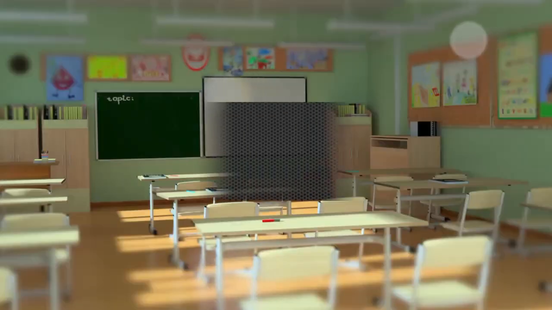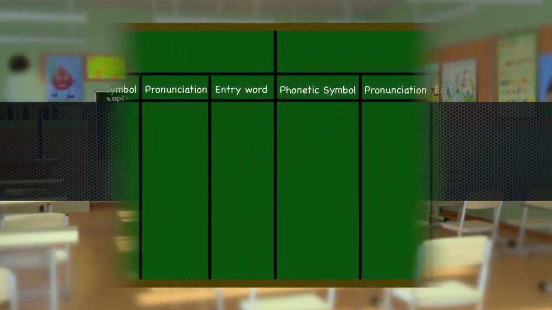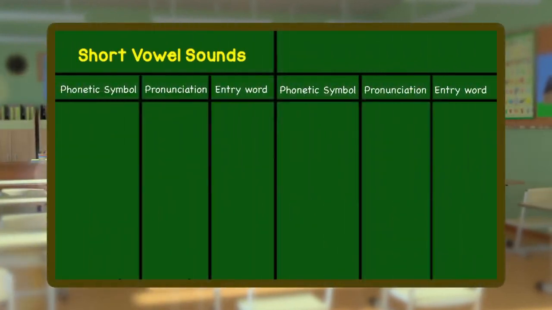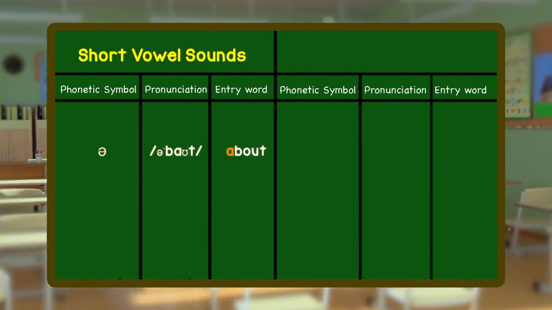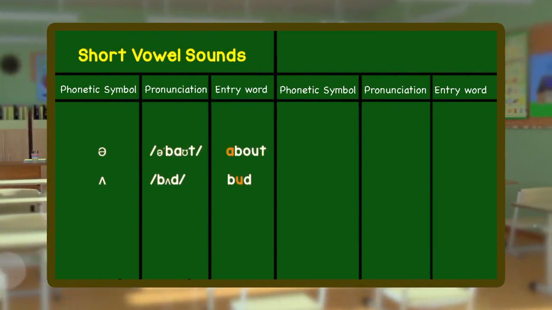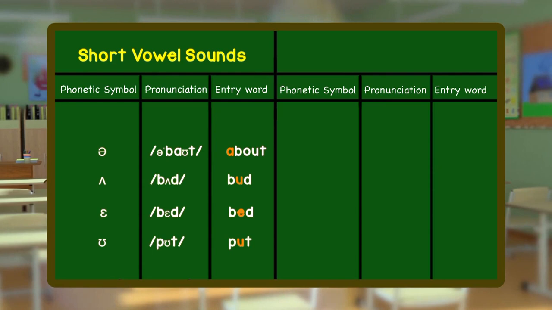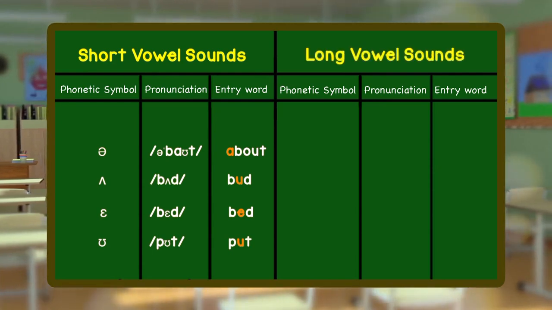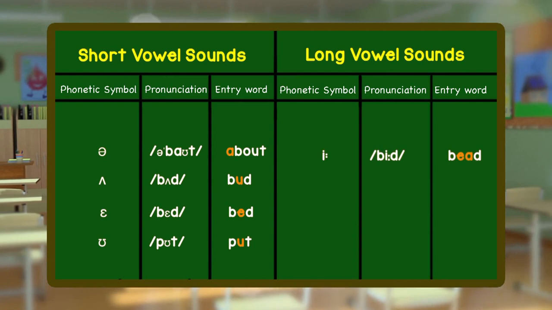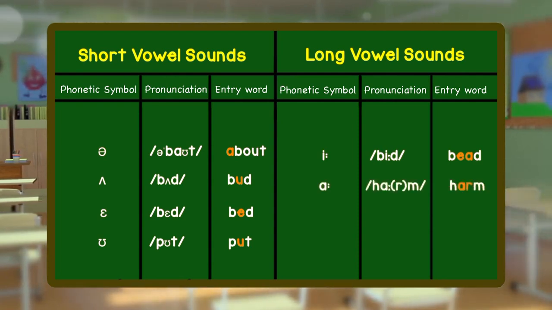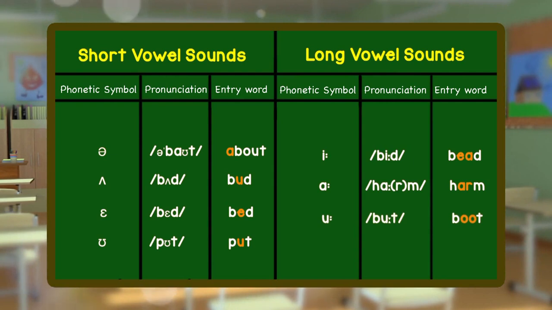Different dictionaries have different pronunciation guides. There are subtle differences in English vowels, and it will be very useful if you learn the symbols for the short and long vowels. Some common short vowel symbols are A as in about, A as in bud, E as in bed, U as in put. Some common long vowel symbols are E as in bead, A as in harm, U as in boot.